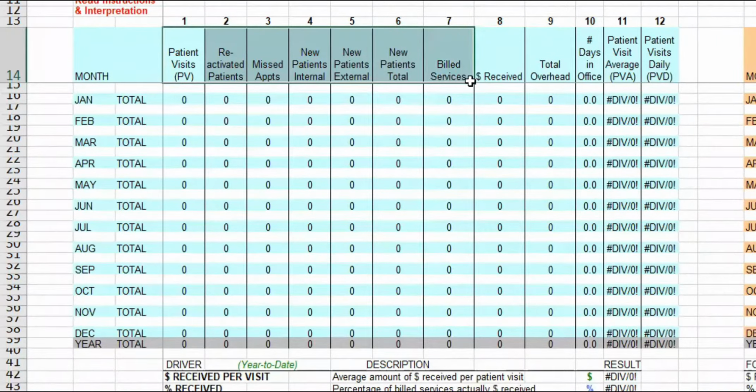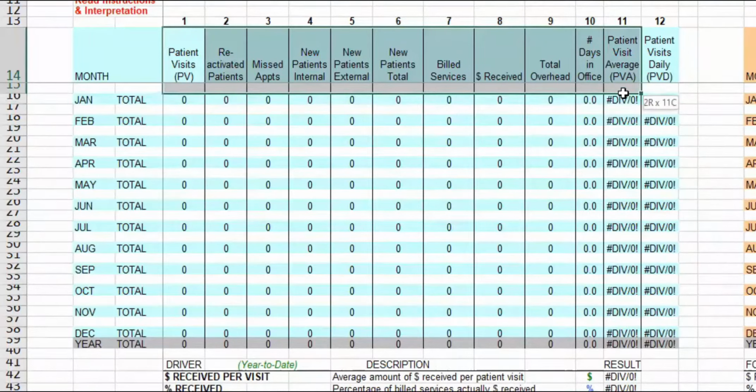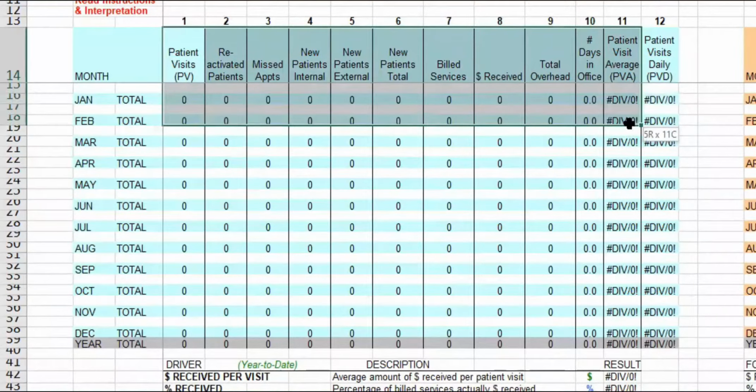What was our billed services, money received? What was our total overhead? How many days were we in the office? Was it half shift? Was it one shift, half day, or was it a full day? It'll then figure out for you your retention or your patient visit average, and then it will show you the patient visits per day.